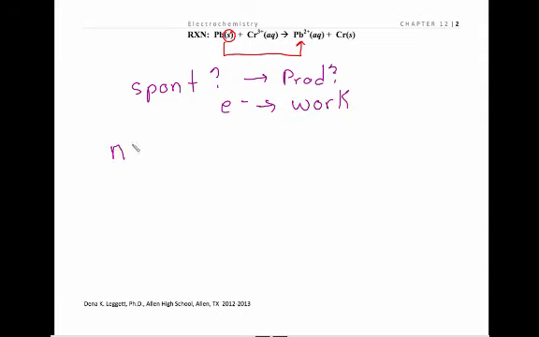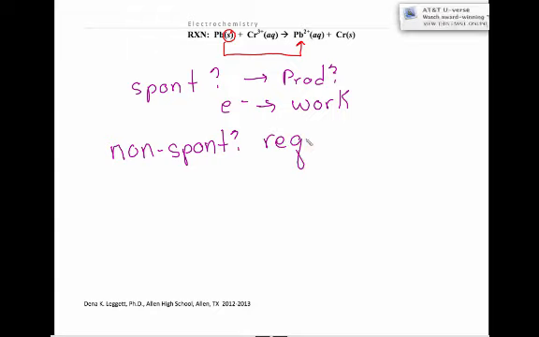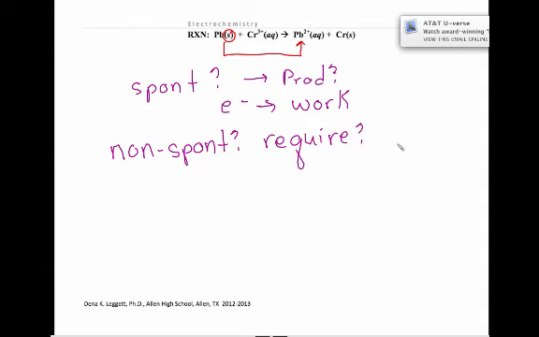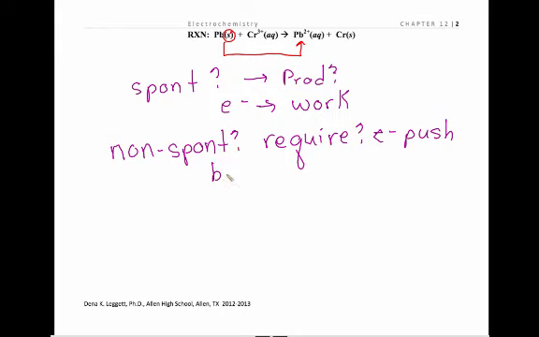Or is this non-spontaneous? Are there thermodynamic barriers that prevent it from going to form product? If so, am I going to require some sort of work in order for this to happen? Am I going to have to push my electrons because there's a barrier to their flow? Am I going to have to supply a source of power via a battery or a power supply? Those are the questions I'm asking of this reaction.